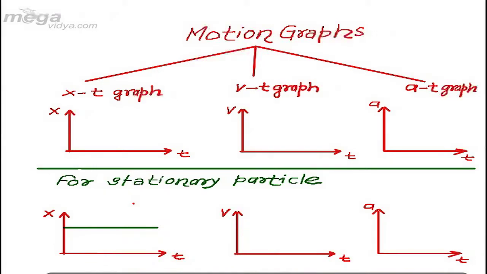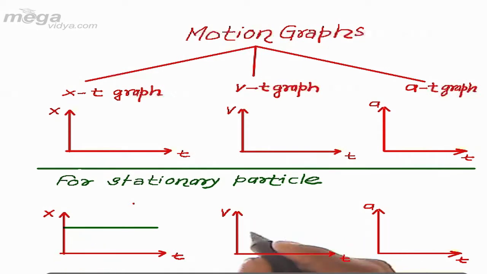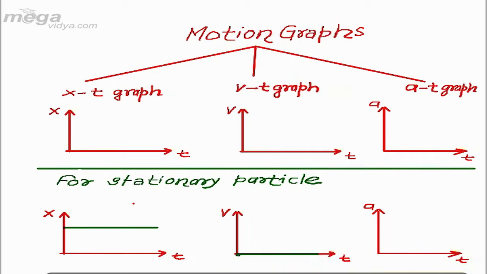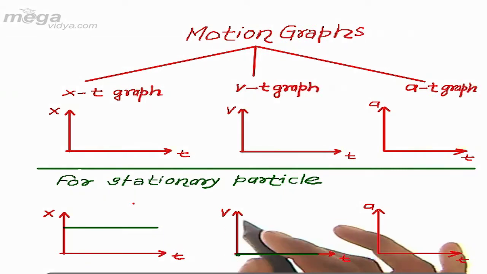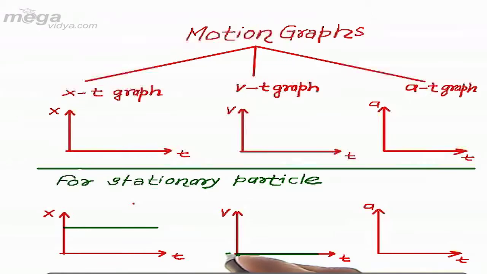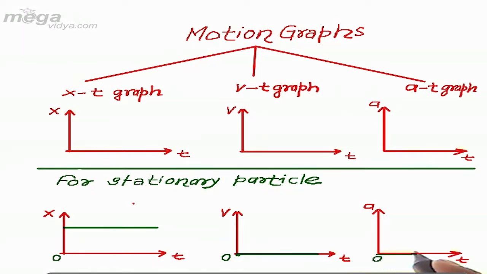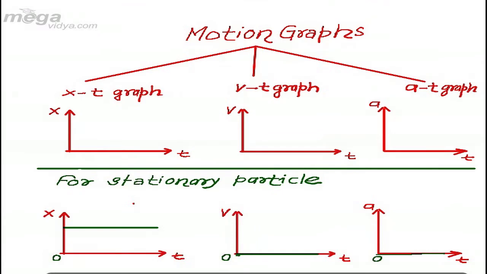If we talk about the velocity time graph, as the particle is at rest, its velocity is 0 at all times. So we can draw a line on the time axis itself, as we are taking velocity 0 at this point. And what about the acceleration? Again, as there is no velocity, the particle is at rest, so there will be no acceleration at all. So the acceleration time graph will also be the same as the velocity time graph in this case.